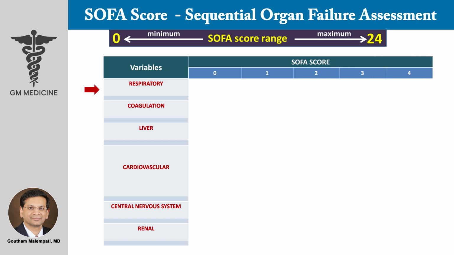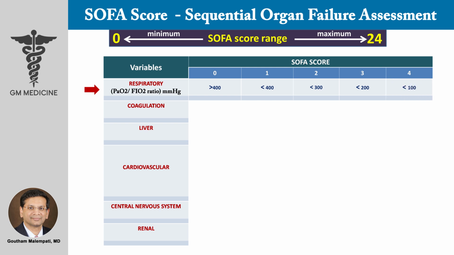Coming to the first variable, which is respiratory, we measure the PaO2/FiO2 ratio in mmHg. If it is greater than 400, then the score is 0. If it's less than 400, score is 1. If it's less than 300, score is 2. If it's less than 200, score is 3. And if it's less than 100, score is 4.